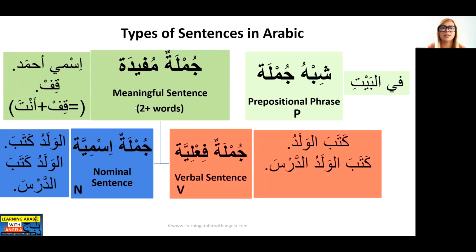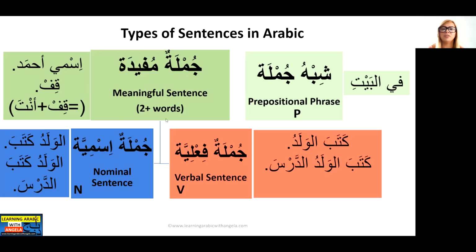So let's look at the examples. So جملة, شبه جملة, prepositional phrase. It doesn't have a meaning on its own. It's not a complete sentence. For example, في البيت, in the house. جملة مفيدة, a complete meaningful sentence. اسمي أحمد, my name is Ahmad. One word, قف, stop. That means you stop. أنت قف. So literally there's a hidden pronoun. So it's one word, but it has meaning, stop. So it's one word, but it's actually one sentence.